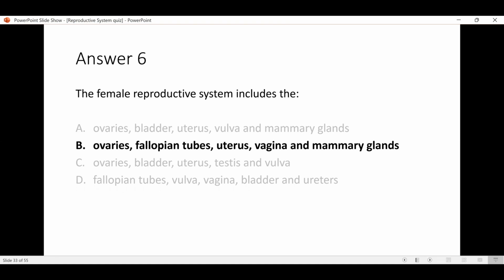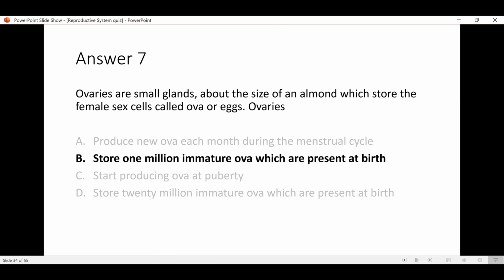The female reproductive system includes ovaries, fallopian tubes, uterus, vagina, and mammary glands. And again, looking at some of the other answers, well, the bladder is not in the reproductive system. The testes are boy bits, and again, the bladder is, and the ureters are not in the reproductive system. Ovaries store 1 million immature ova, which are present at birth, and you don't get any more. When they're gone, they're gone.